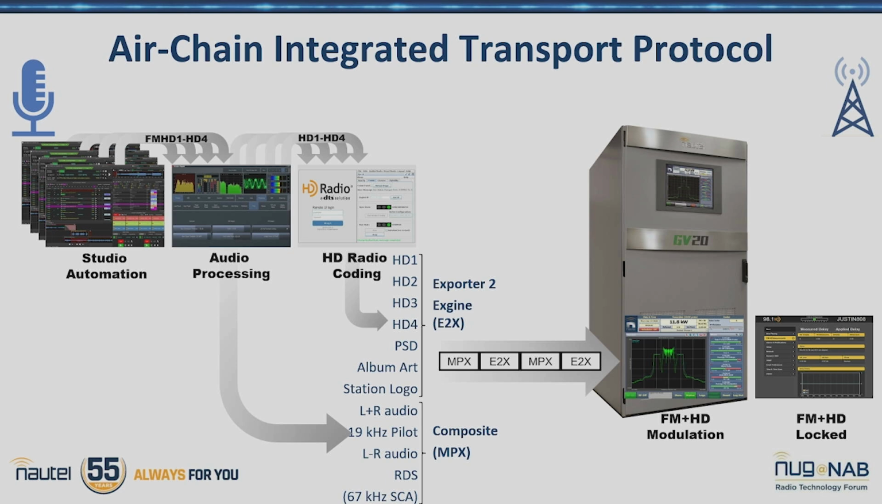This allows us to put all of these data services from HD 1, 2, 3, 4, program service data, RDS, all of these separate components into a single data pipe. And that's what allows us to fail over to the other ones, because we have everything in one pipe. And therefore, we're able to switch over from one to the next.